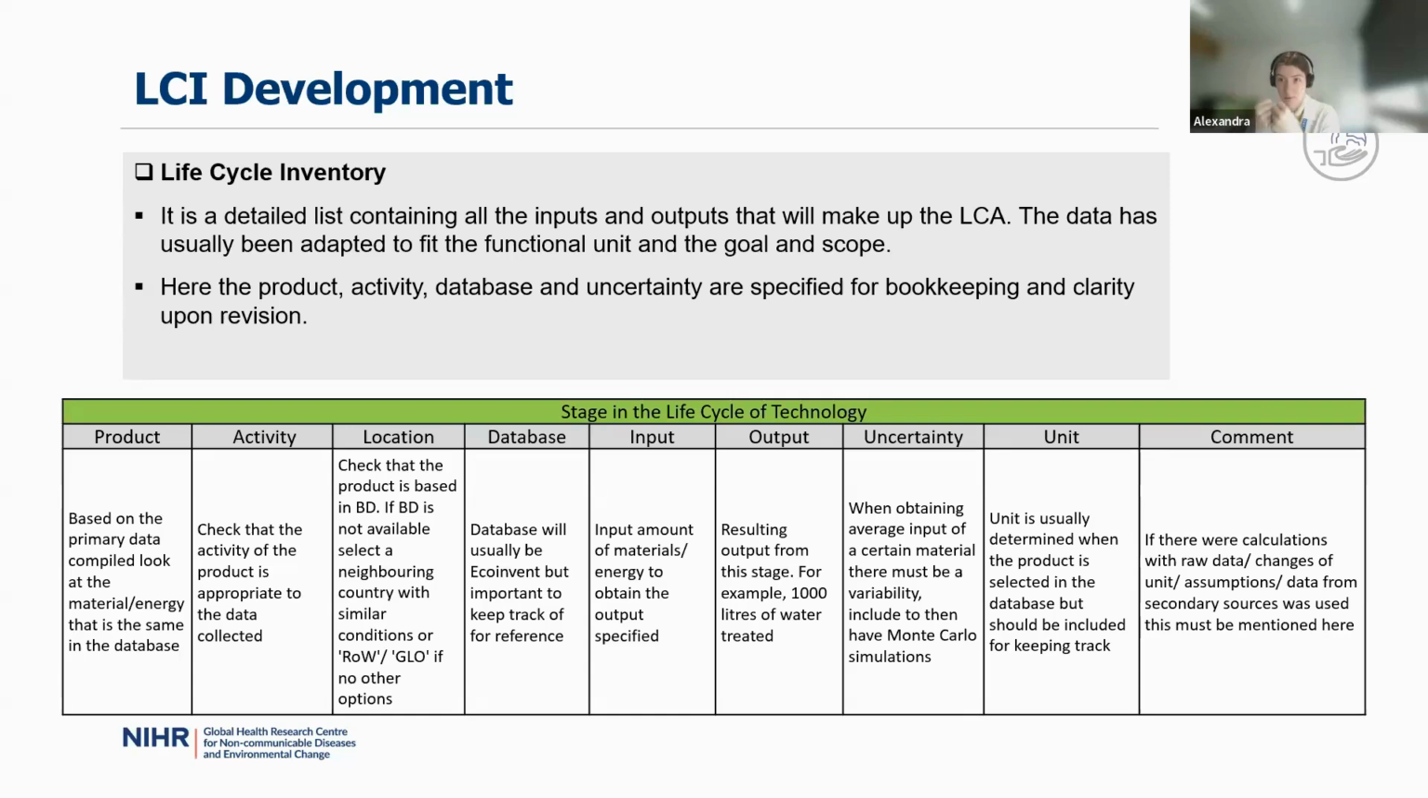Now we have all the raw data we've extracted, hopefully. Now we're going to move into developing the life cycle inventory. Life cycle inventory is a very detailed list containing all the inputs and outputs that will be making up your life cycle assessment. And this data has usually been already processed to fit the functional unit as well as the goal and the scope.